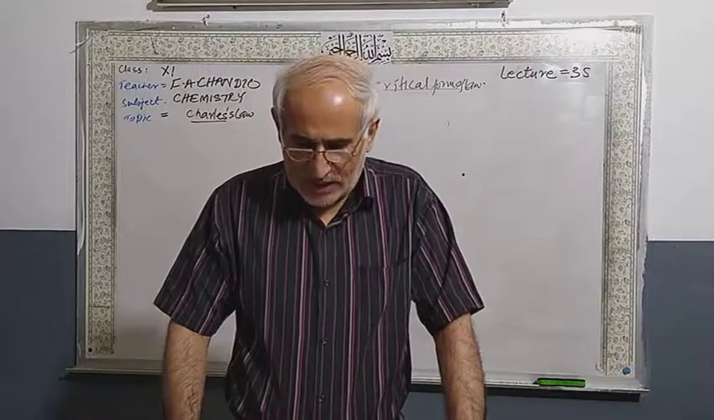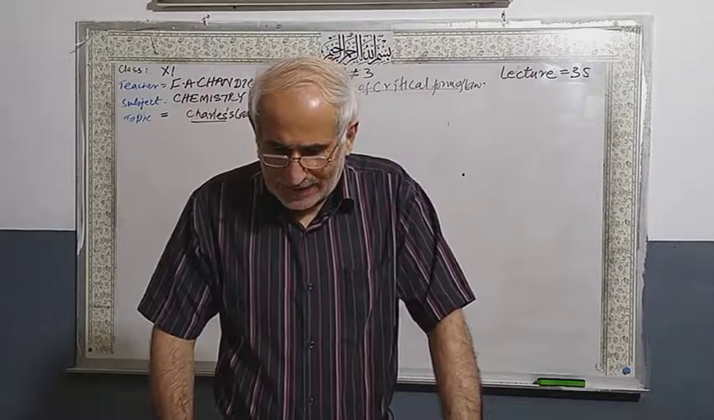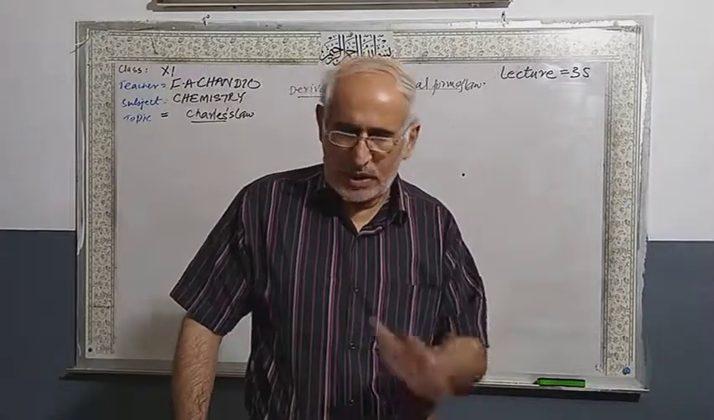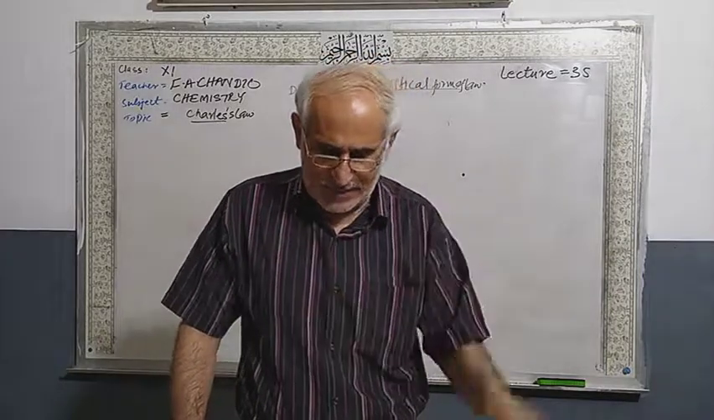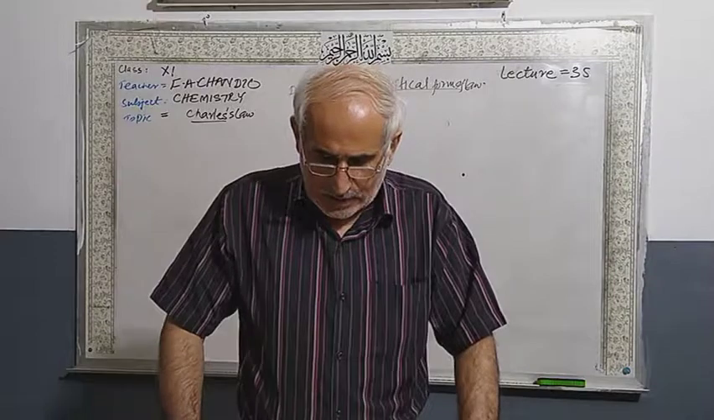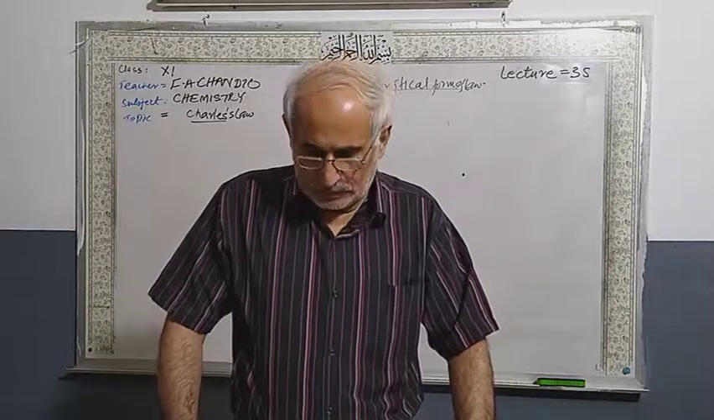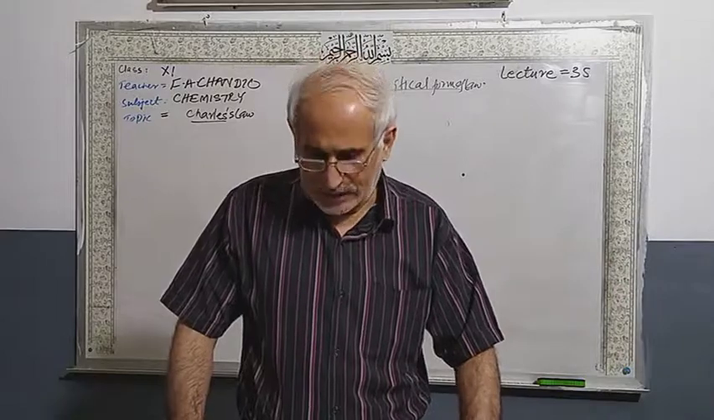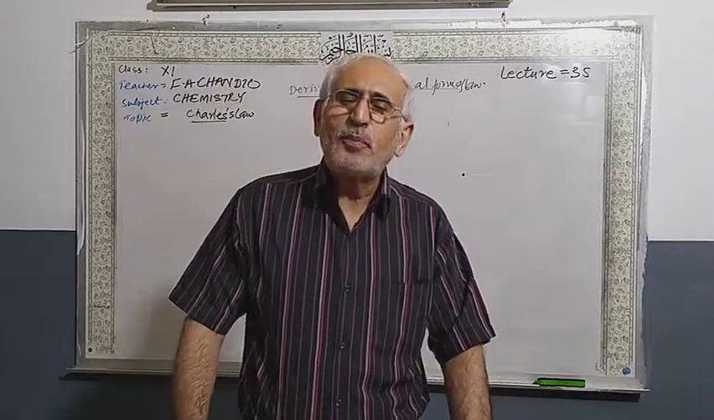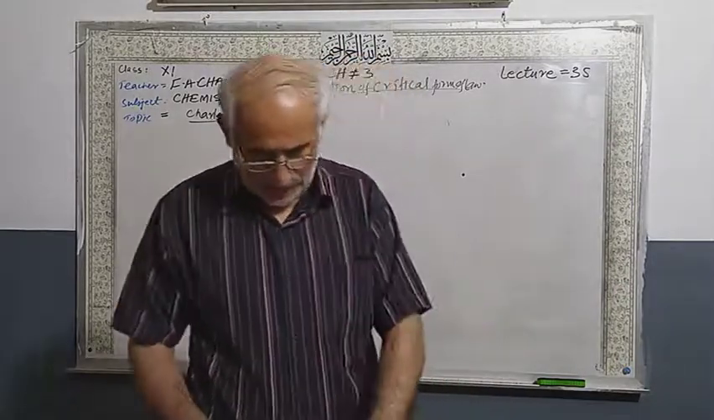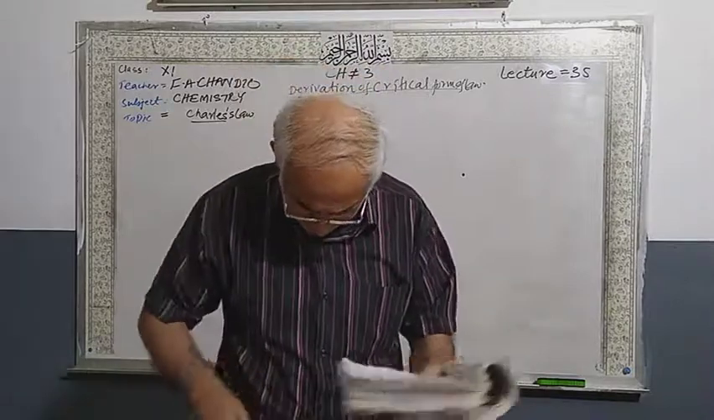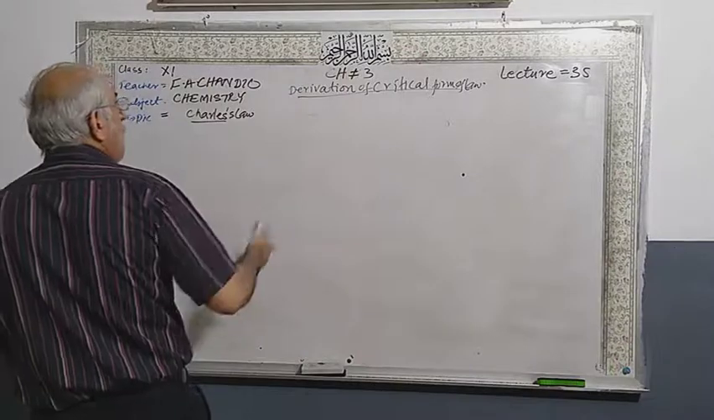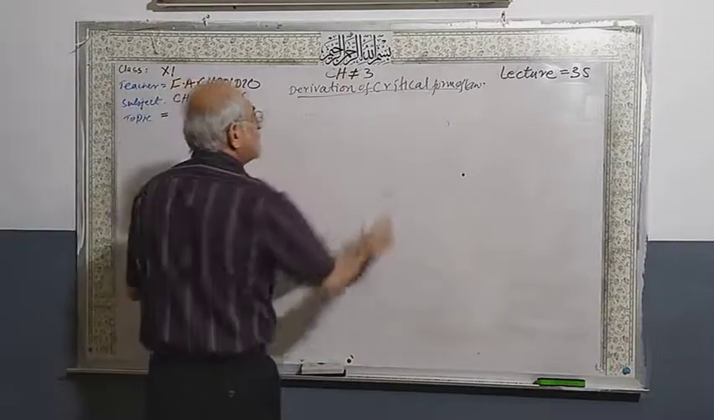In preliminary investigations, Charles observed that gases such as hydrogen, carbon dioxide, and oxygen, different gases of different masses, expanded equally on heating from 0 degrees centigrade to 80 degrees centigrade at a constant pressure. Now we have to explain the derivation of the critical form of the Charles law.